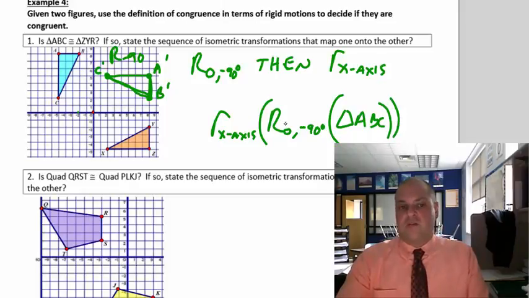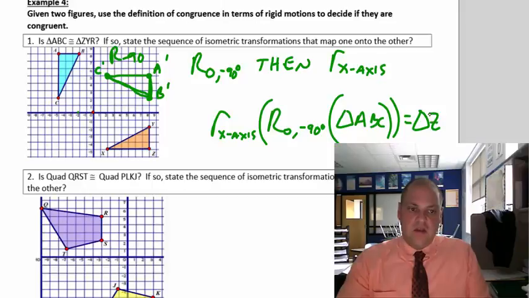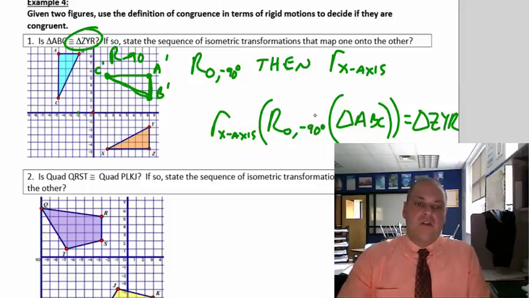You just need two parentheses because there was only two things, and that would equal triangle ZYR. So they gave it to you right here. All right, so there's the function. Here's the description of what you did, and here's the function notation of how you would write it.